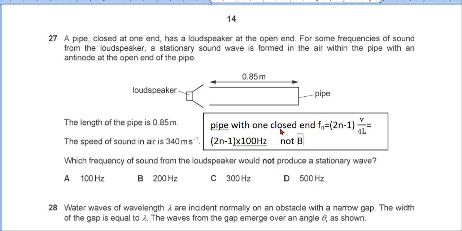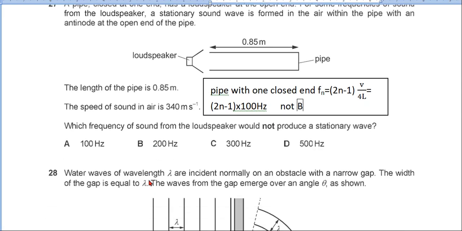Here it is better to remember the formula for a pipe closed at one end. The frequency equals (2n minus 1) v over 4L, where L is the length. So we see that the frequency should be an odd number multiplied by 100. So only B is not an odd number.